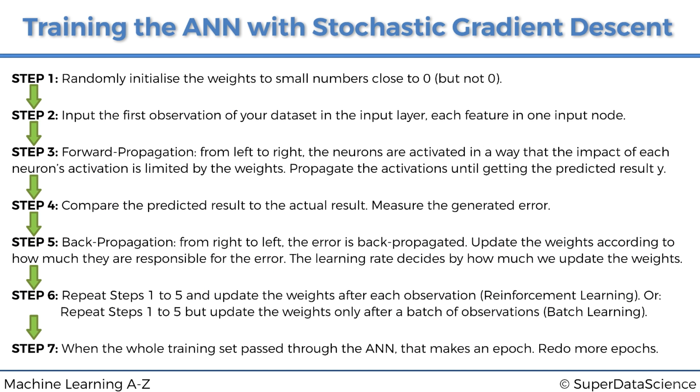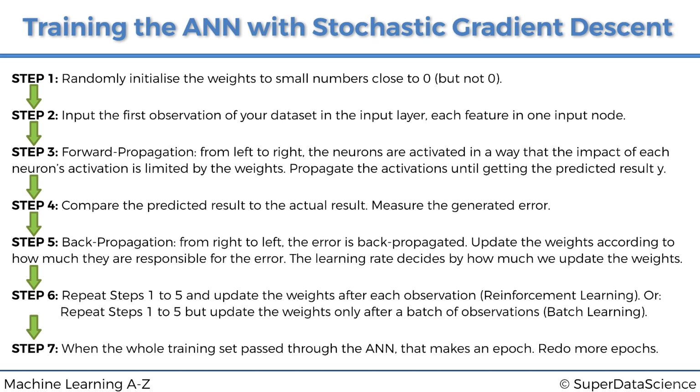And if we go back to the stochastic gradient descent slide, you might guess what these two arguments are. As you can see in steps 6 and 7 of the stochastic gradient descent algorithm, we can choose to update the weights either after each observation passing through the ANN or after a batch of observations. So as you might guess, this first additional argument is going to be the batch size. And the batch size is the number of observations after which you want to update the weights.